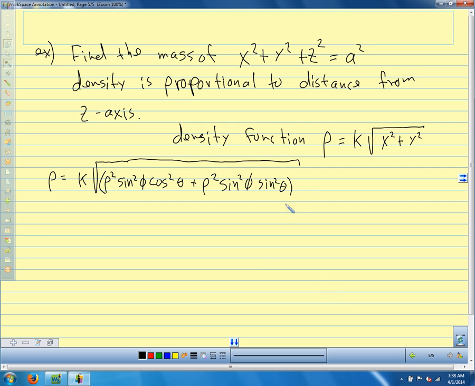So looking at this radical, does anybody see anything nice happening here? We have a cosine squared and a sine squared. So we can factor out this rho squared sine squared phi, and we get times cosine squared theta plus sine squared theta. That just gives us 1. So we're just looking at the square root of rho squared sine squared phi. So this simplifies to rho sine phi. So this looks bad, not too bad now.